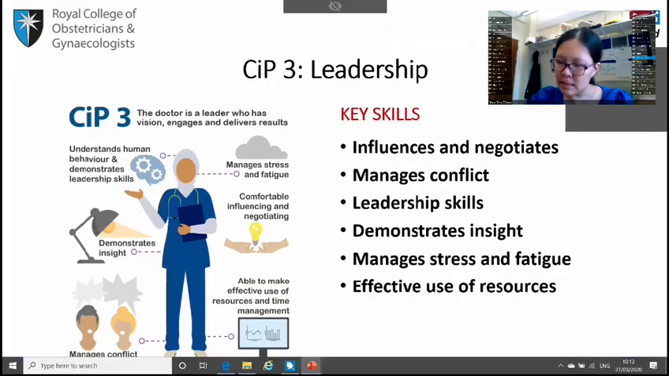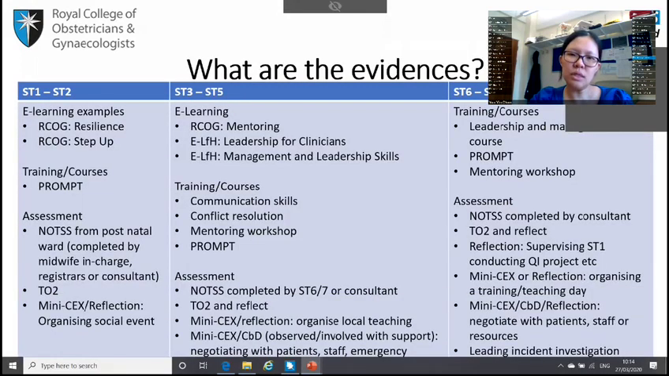SIP 3 is easily understandable. It's leadership. Some SHOs are worried: what leadership have I got as an SHO, especially at ST1, 2 level? You do. You can use very, very simple things. Especially in this one, I want to particularly mention the NOTSS assessment. It's something new. We don't do it very often, but it's a very good example you can use as evidence. Obviously, your TO1 and TO2 will show it as well. But as a formal assessment of your leadership, this is a good one.